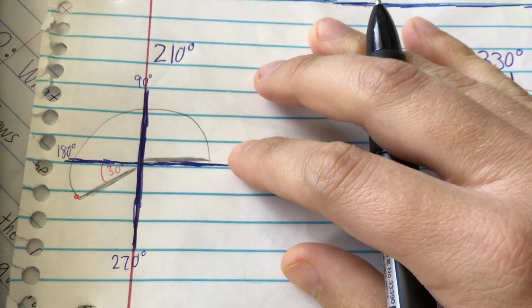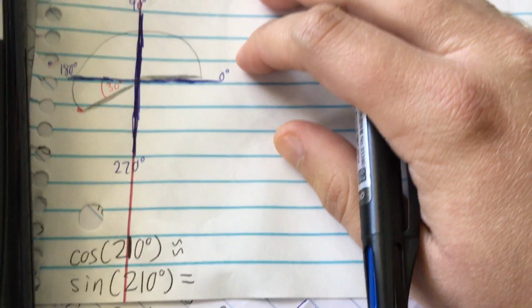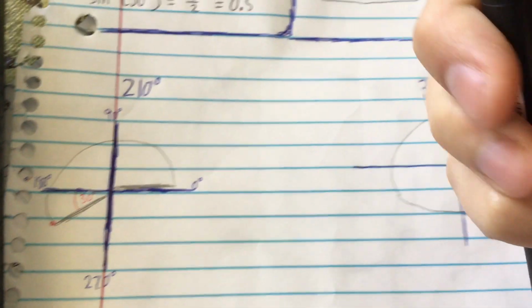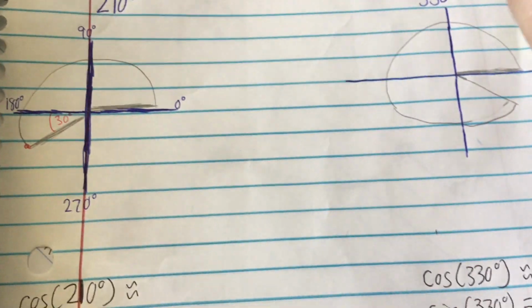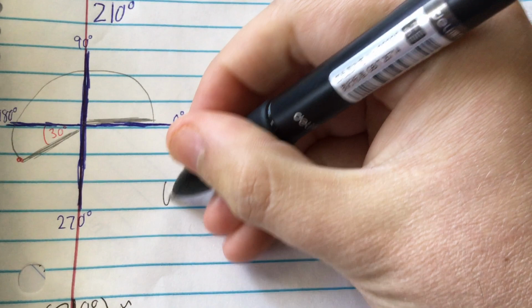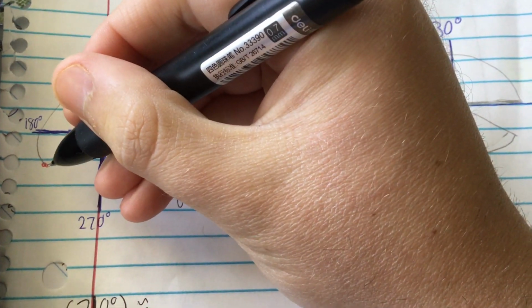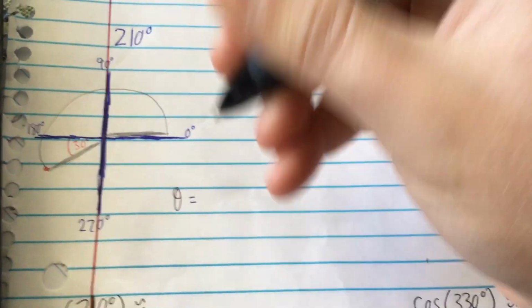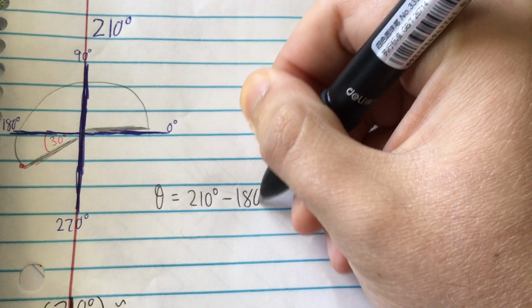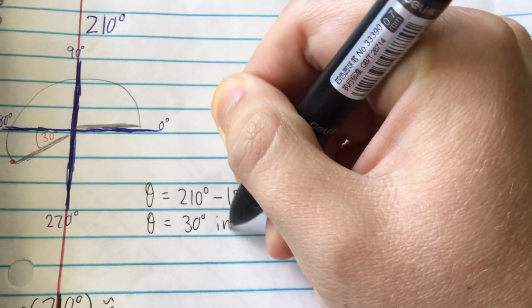Okay? So how do we know that it creates a 30-degree angle if we sandwich it with the x-axis? Well, remember that the angle itself, let me put the angle theta right here. Since it's past 180 and it sandwiches with 180, I can take 210 degrees minus 180 degrees and get 30 degrees in quadrant 3.